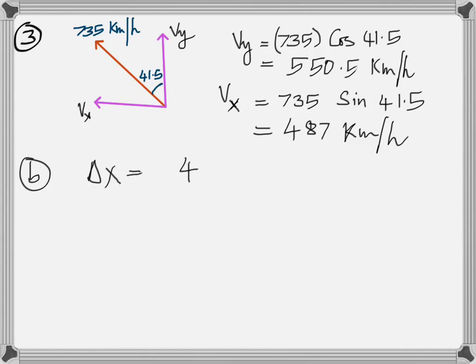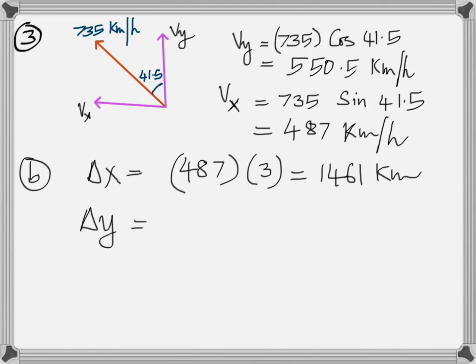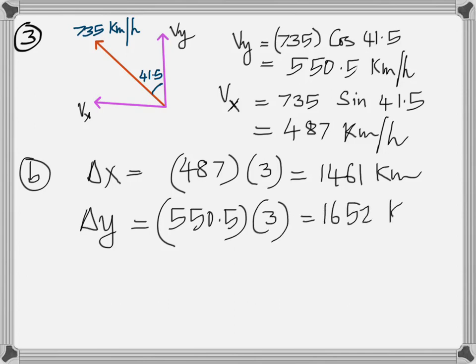Now, to find the displacements in 3 hours, just multiply the velocities with 3. So the x displacement would be 1461 kilometer, and the y would be 1652 kilometer. Delta y is to the north and delta x is to the west.